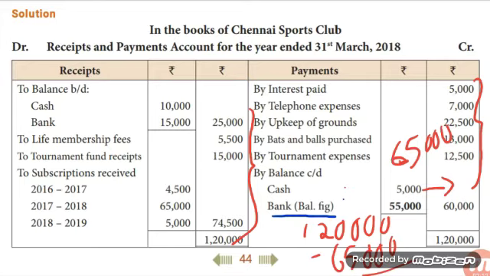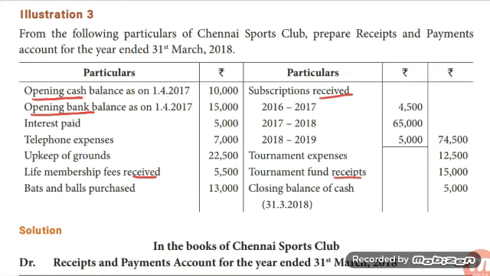Okay children, next enter all receipts on the receipt side. Which is the receipt side? All receipts are recorded on the debit side. Then go through the question, find the receipts. Life membership fees received is a receipt. So enter on the debit side as To life membership fees received 5,500. Then To subscription received.